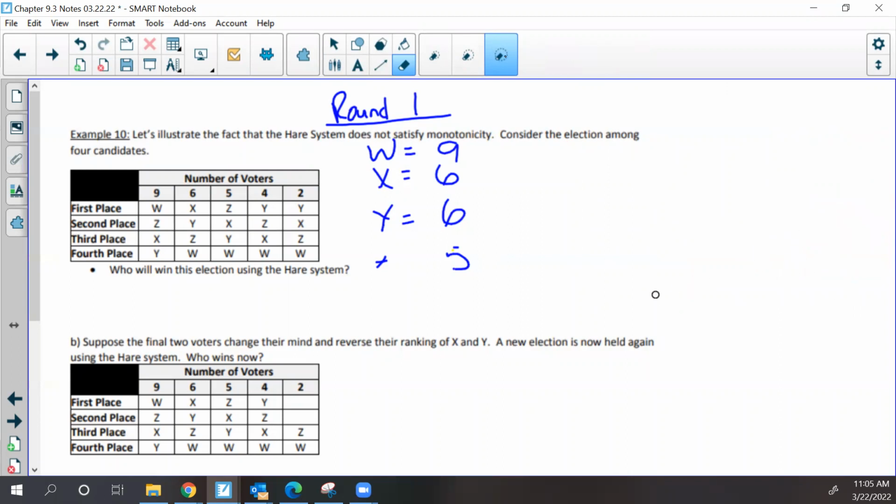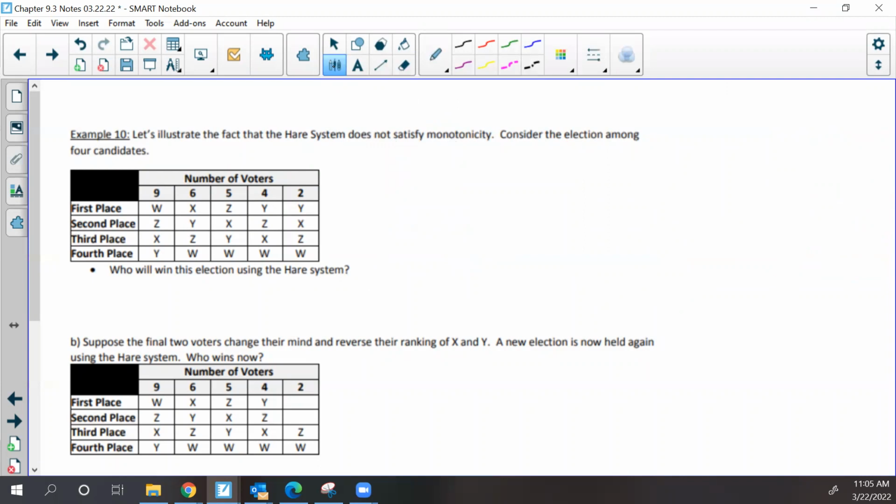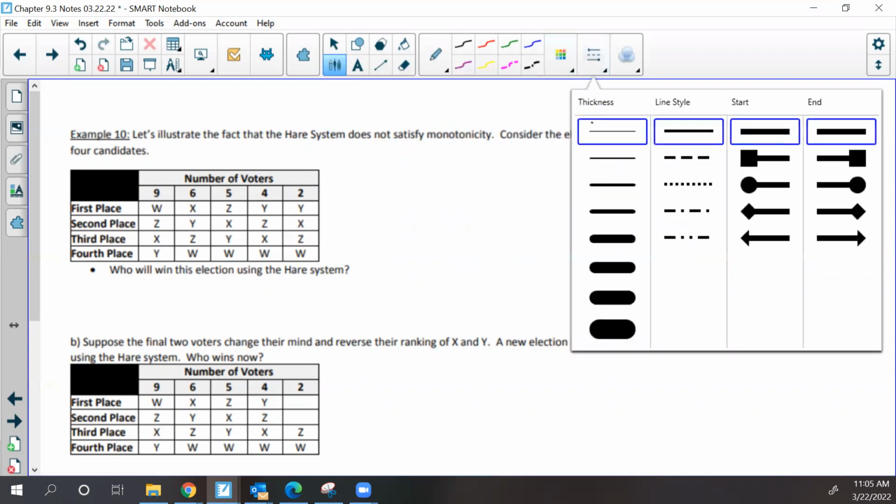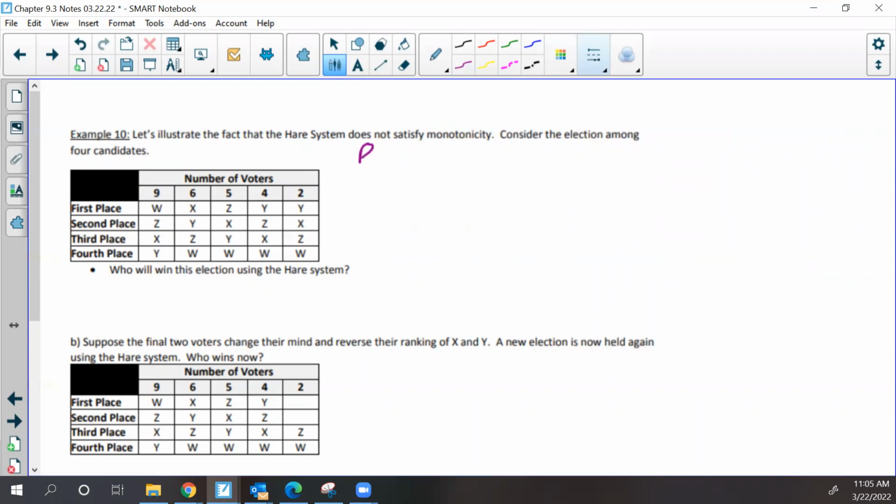All right, let's do this again. Here, I'm going to take round one. Here are my candidates: W, X, Y, and Z. Those are my four candidates. W has 9 votes right here. So W gets 9 votes. X has 6 votes. Z has 5 votes right here.